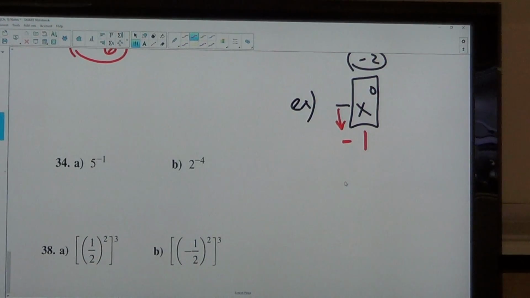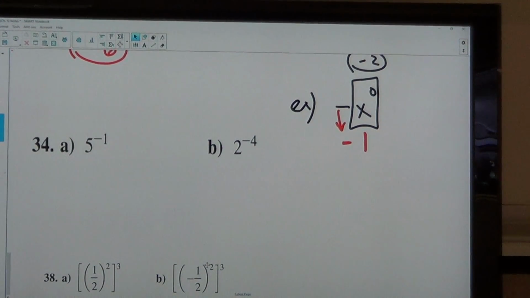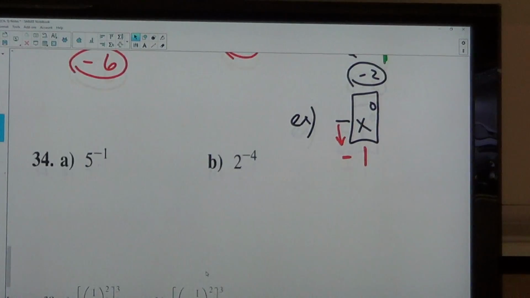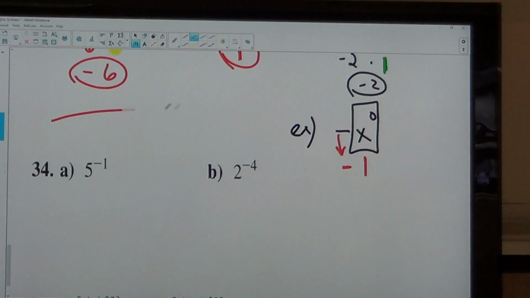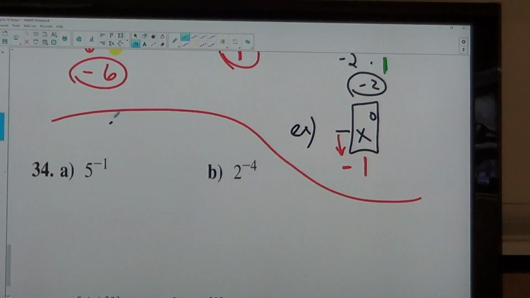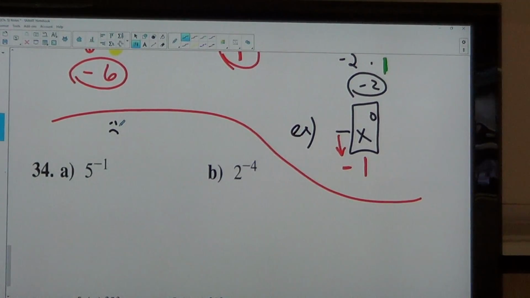All right, now, for the next one. What do we think about number 34 besides skipping it? And what do we know about negative exponents? You've got to change it to a fraction. How do we change non-happy fractions to happy fractions? Flip it, turn it upside down. So this would be 1 over 5 to the first.